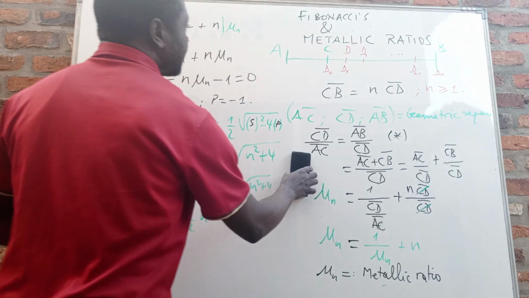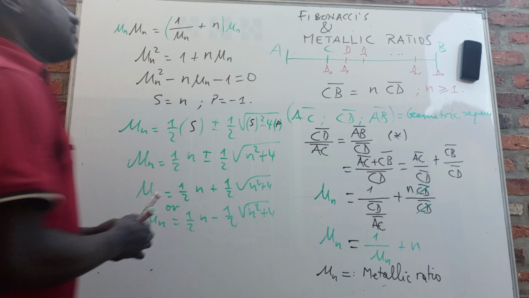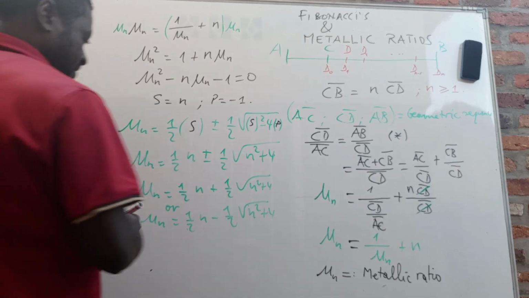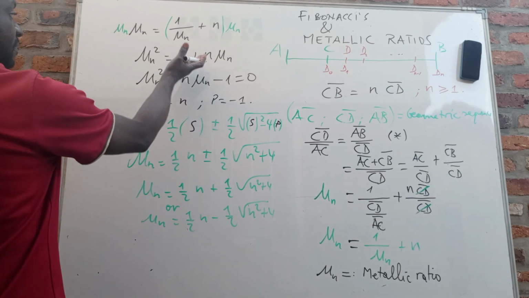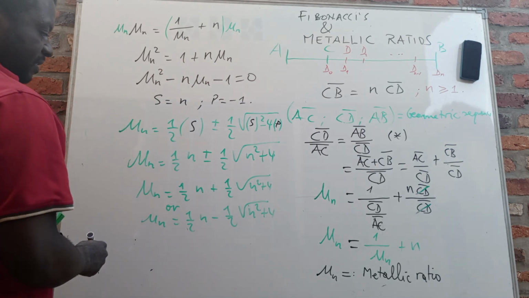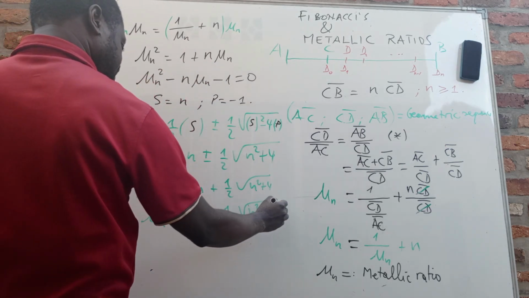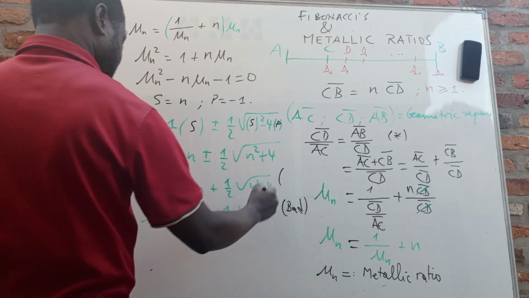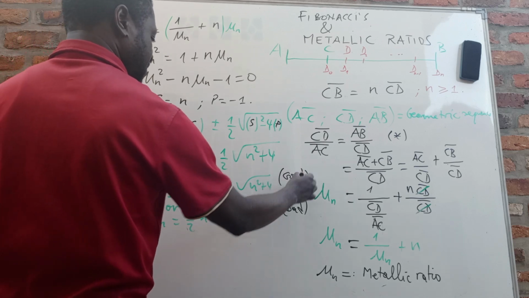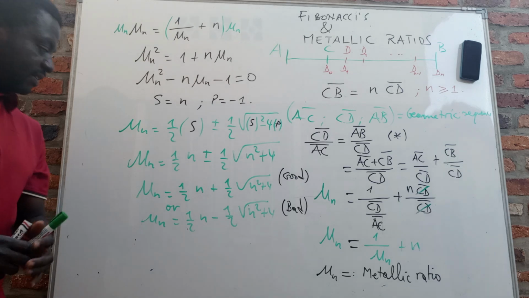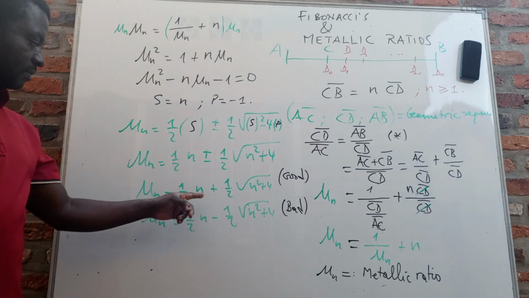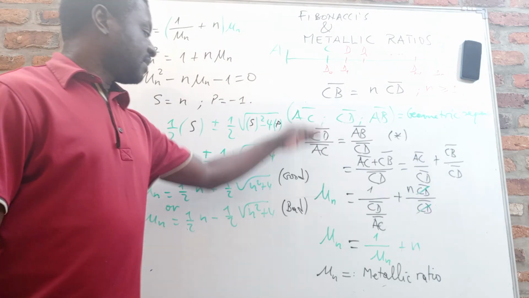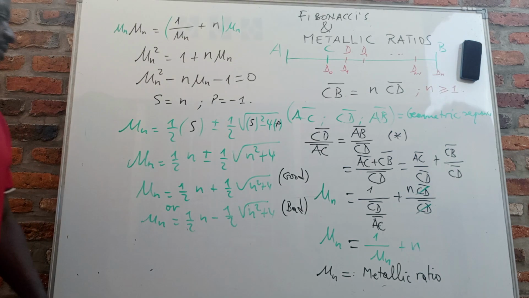So according to our problem, the first solution, both are good solutions of the quadratic equation, but for our problem, this one can be considered as not a good solution. This one is a good solution, just because this ratio, as it is a ratio of length, must be positive.